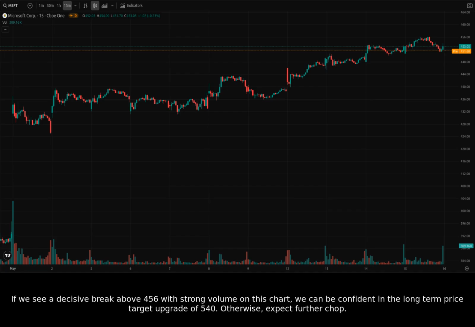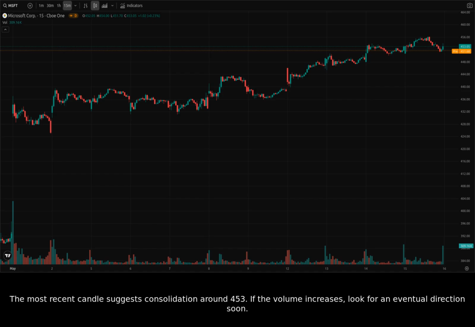If we see a decisive break above 456 with strong volume on this chart, we can be confident in the long-term price target upgrade of 540. Otherwise, expect further chop. The most recent candle suggests consolidation around 453. If the volume increases, look for an eventual direction soon.